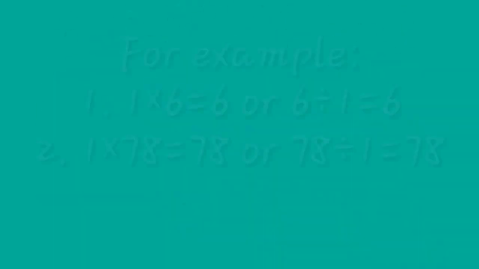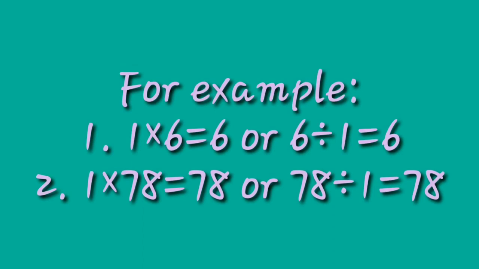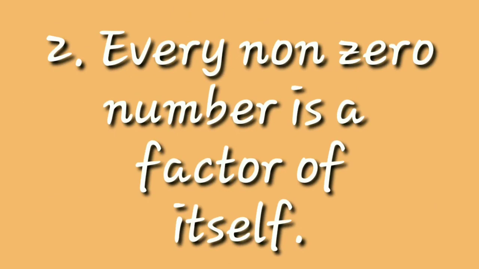For example, 1 into 6 is equal to 6, or 6 divided by 1 is equal to 6. Here I have divided and multiplied the number with 1 and I get the factor as 1 also. Similarly, in the second example, 1 into 78 is equal to 78 and 78 divided by 1 is equal to 78. The second property states that every non-zero number is a factor of itself.